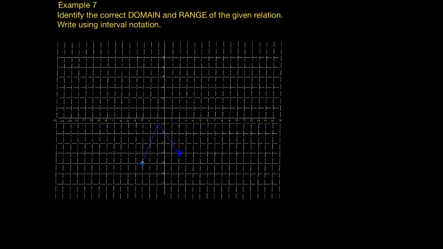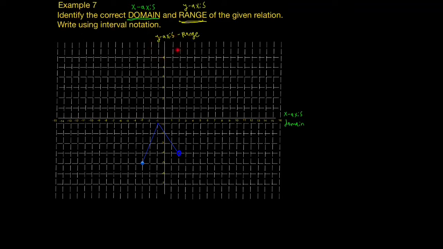Now we're going to put everything together. We're going to find the domain and we're going to find the range, and we're going to do so using interval notation. Now let's recall that the domain, those are the x values which can be found on the x-axis. The range, on the other hand, those are the y values and they are located on the y-axis.